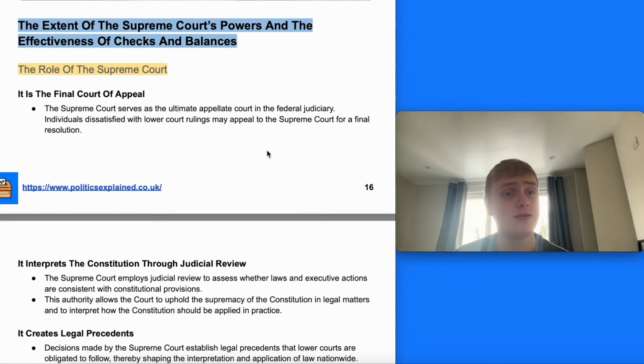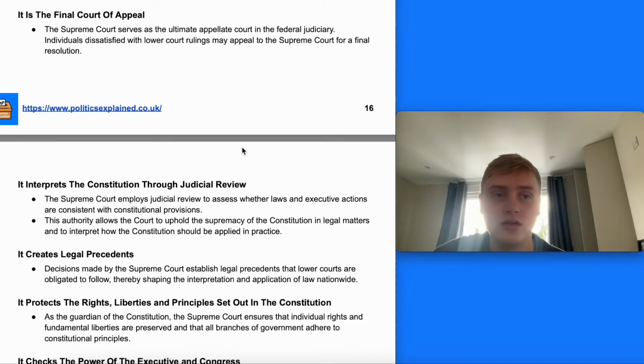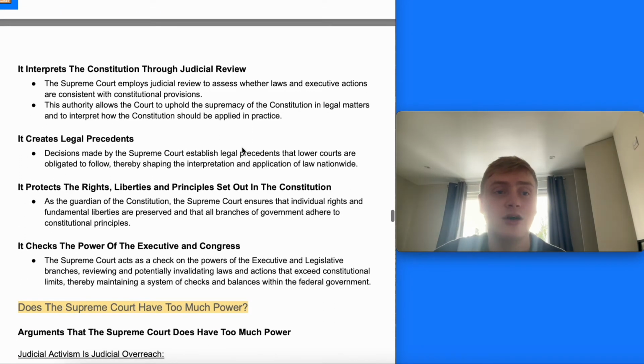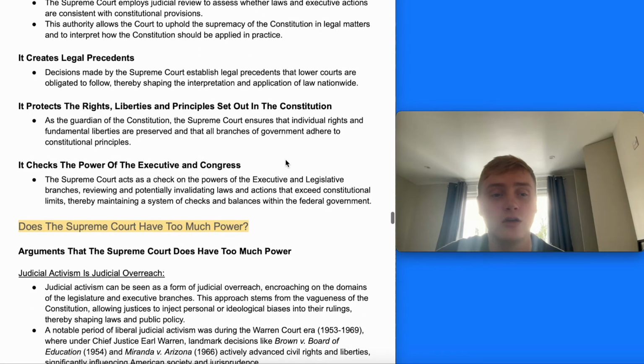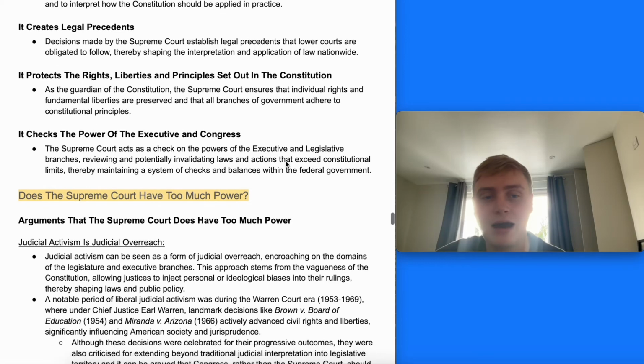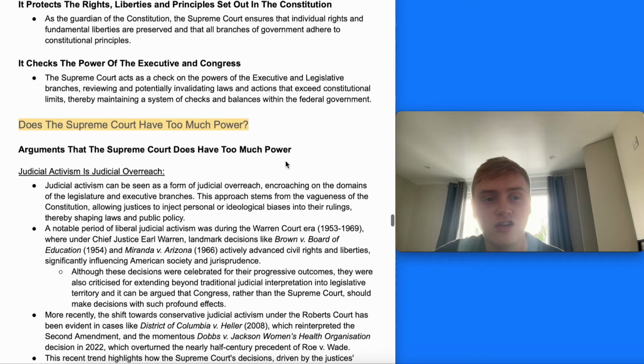The next key thing we're going to have a look at is the extent of the Supreme Court's powers and the effectiveness of checks and balances. Firstly, looking at the role of the Supreme Court. We already looked at this in the first video, so we'll go over this. Its key roles include that it's the final court of appeal, interprets the Constitution through judicial review, creates legal precedents, protects the rights and liberties set out in the Constitution, and checks the power of the executive and Congress through judicial review.